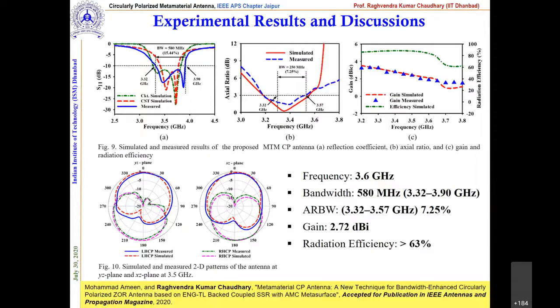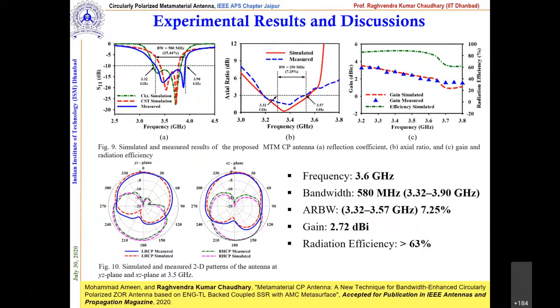So, if I summarize here, the frequency we have is 3.5 GHz, we got a bandwidth of 550 megahertz, the axial ratio bandwidth is 7.25%, and the gain is 2.7. The efficiency is quite low, so we'll try to improve it, correct.